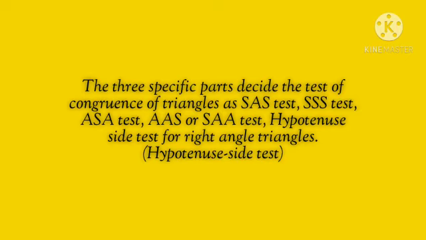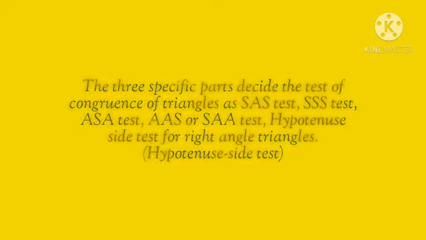The 3 specific parts decide the test of congruency of triangles as SAS test, SSS test, ASA test, AAS or SAA test, and the hypotenuse-side test for right-angled triangles, known as hypotenuse-side test.